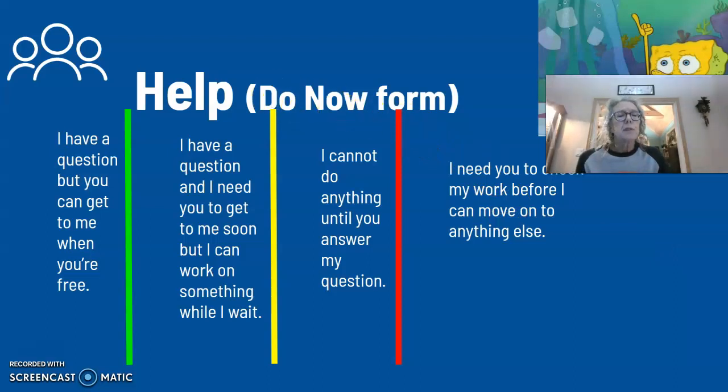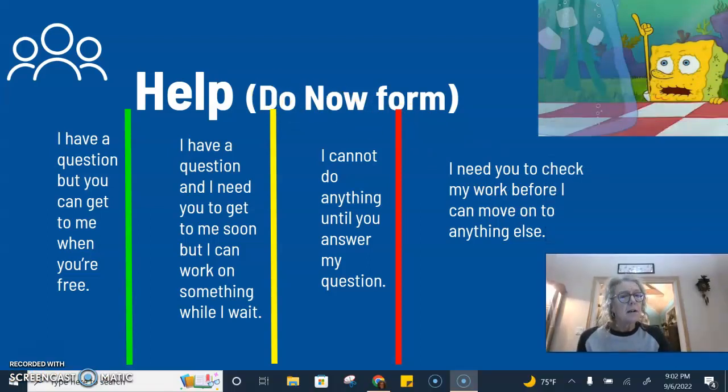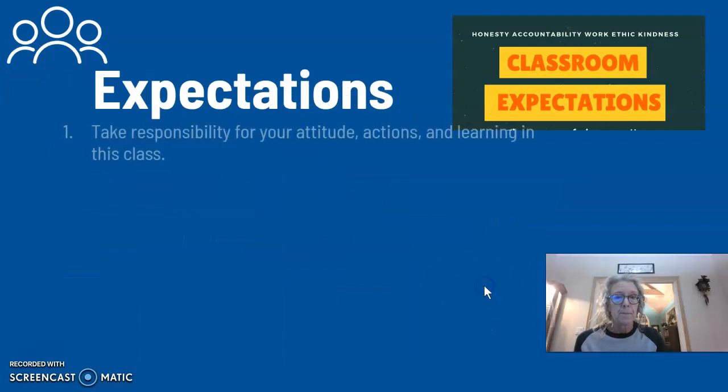I referenced a do now form earlier that we will start with, and that's really for when you need help. I'd give you that do now form, you'd fill it out, and that's leveling your questions in terms of: I have a question, but it's not super burning. I need help, but you can wait and help other people who need more help, all the way down to: I can't move on further until this question's answered. Please come help me right now. So we'll start looking at that when we do those forms. So don't worry about that until you see the form.